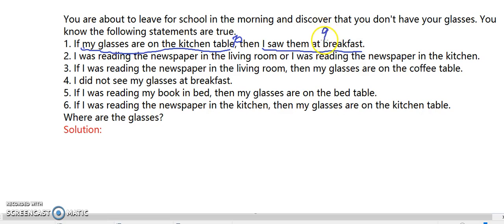Let's call it Q. Now the second statement: I was reading the newspaper in the living room, or I was reading the newspaper in the kitchen. So there are two statements here. The first statement, what we saw, was a conditional statement, number one. Number two, here is "or", so it's a disjunction. Now let's make this, I was reading the newspaper in the living room, our R. And the other one, I was reading the newspaper in the kitchen, call this one S.